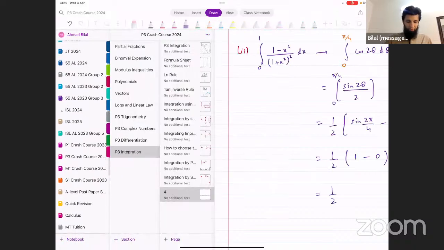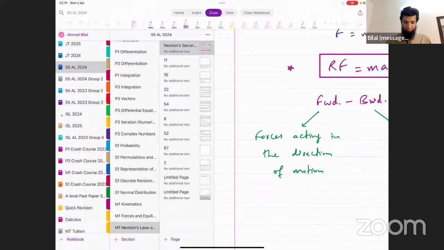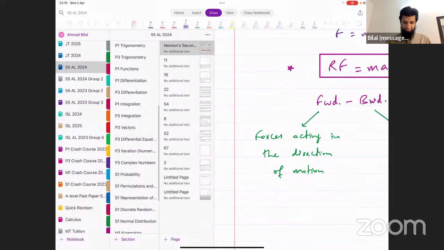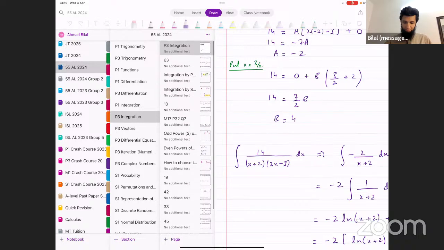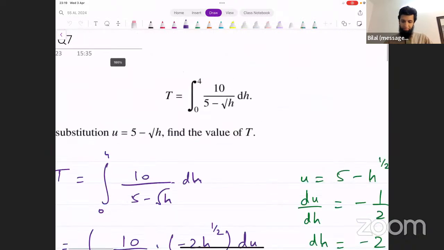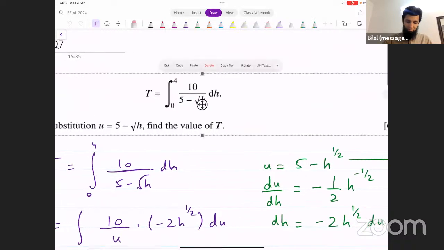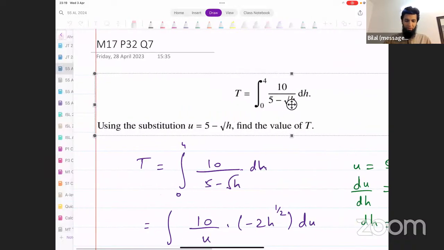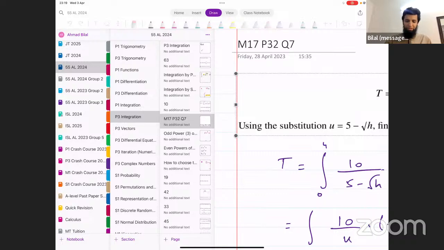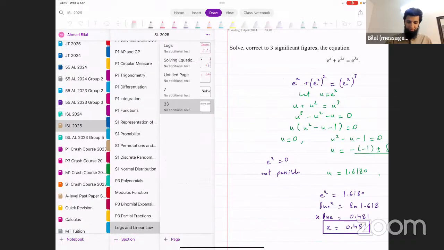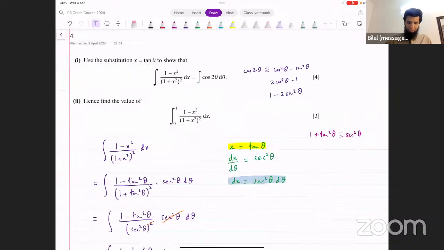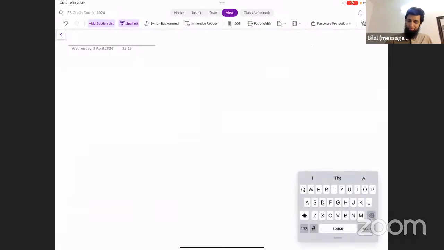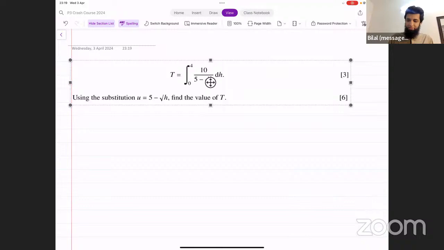Let me actually take it from somewhere. Integration, substitution. Yeah. This is from this paper, March 17. Let's have a look at this.